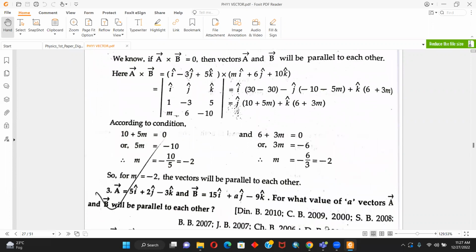This one: 5i plus 2j minus 3k and 15i plus aj minus 9k. For what values of a will vector a and vector b be parallel? Okay, go on. Do you remember what you have to do?